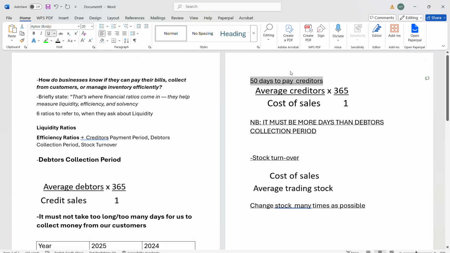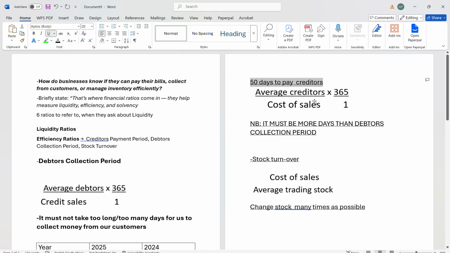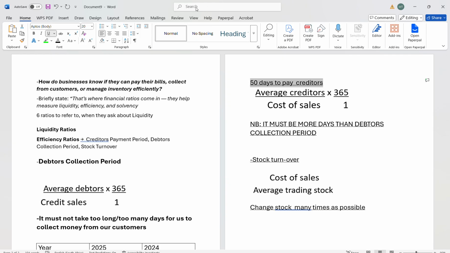So the formula for your average creditors period is given by average creditors divided by your cost of sales. No, I don't think this is the correct formula.